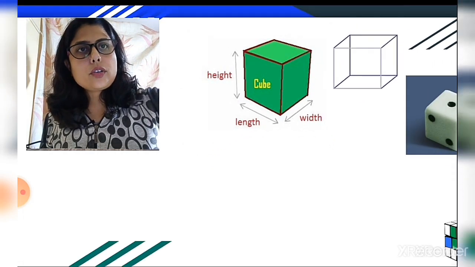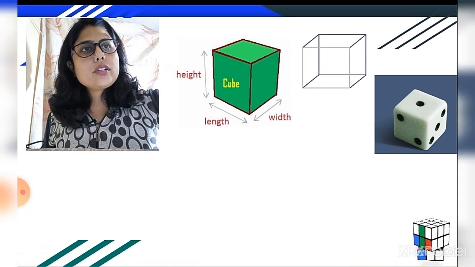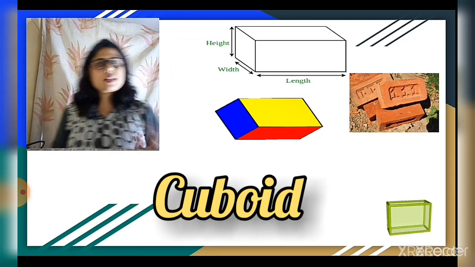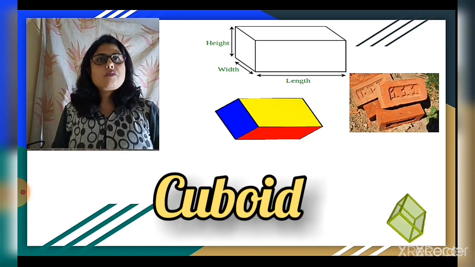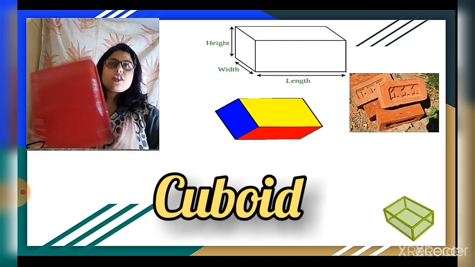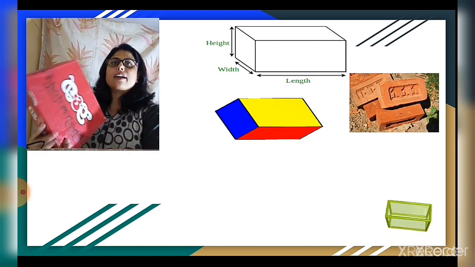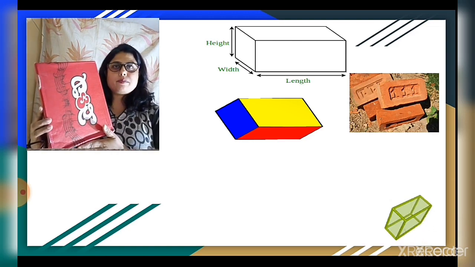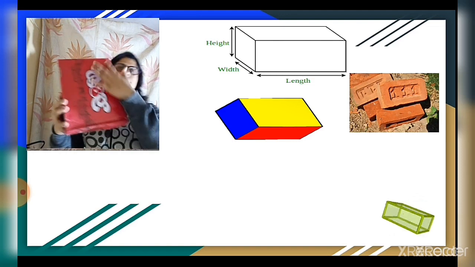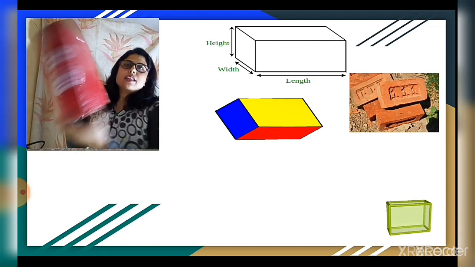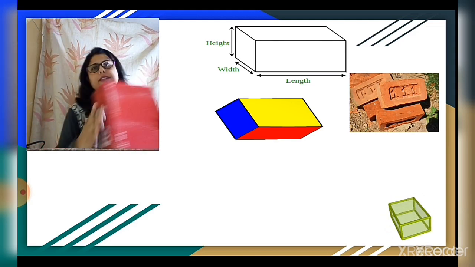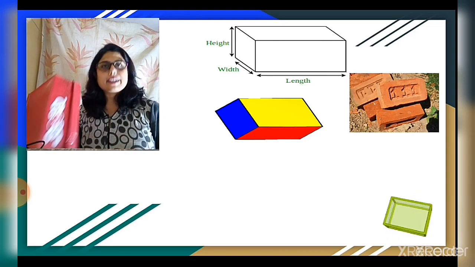So let's talk about cuboid. As I told you, a cuboid also has the same number of faces, edges and vertices. Only the difference is what? All faces of a cuboid are in rectangle shape. Which shape? Rectangle shape. As you can see, this face is rectangle shape, this face is also rectangle shape. All faces we find here are rectangle shapes.